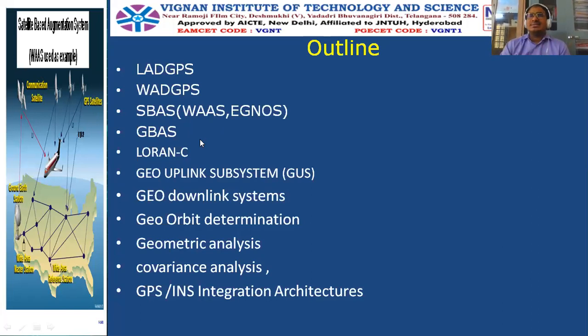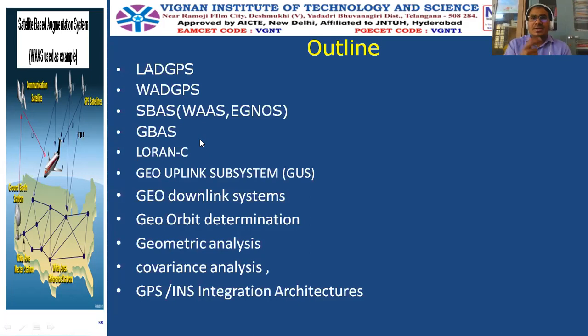Of course, this is in the concept of differential GPS. We are using geostationary satellites for the uplink and downlink of the data from the master station to the actual user, and from the actual user to the master station.